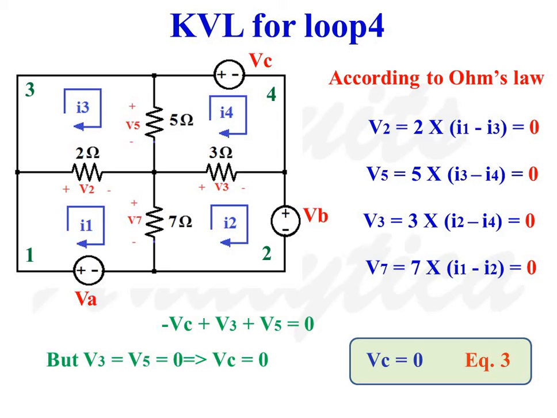Applying KVL for loop 4, we will get minus VC plus V3 plus V5 is equal to 0. As current flow through 3 ohms resistance and 5 ohms resistance is equal to 0, V3 and V5 are equal to 0. That means we will get VC is equal to 0.